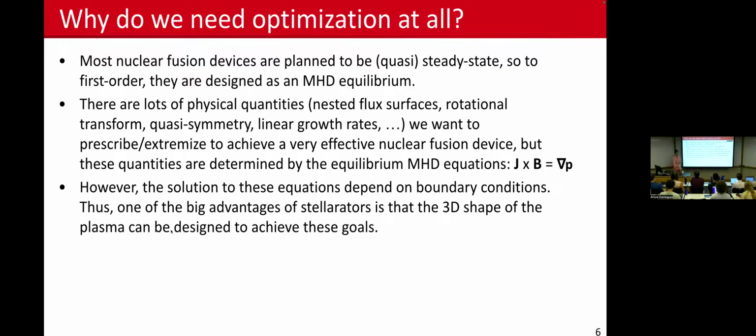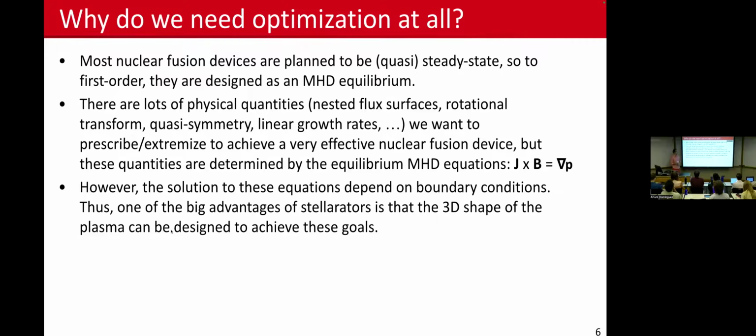Okay, sorry for the block of text, but I wanted to give some background on why we do this for stellarators. So it's just talking about optimization generally. The point is, you probably saw yesterday, for fusion devices we want to design something that's steady state or quasi-steady state. That means basically designing an MHD equilibrium. And there are lots of physical quantities we want to describe or minimize, or you name it. But all these quantities are prescribed by the equilibrium MHD equations. So J cross B equals grad P, subject to divergence of B equals 0, J equals curl B.